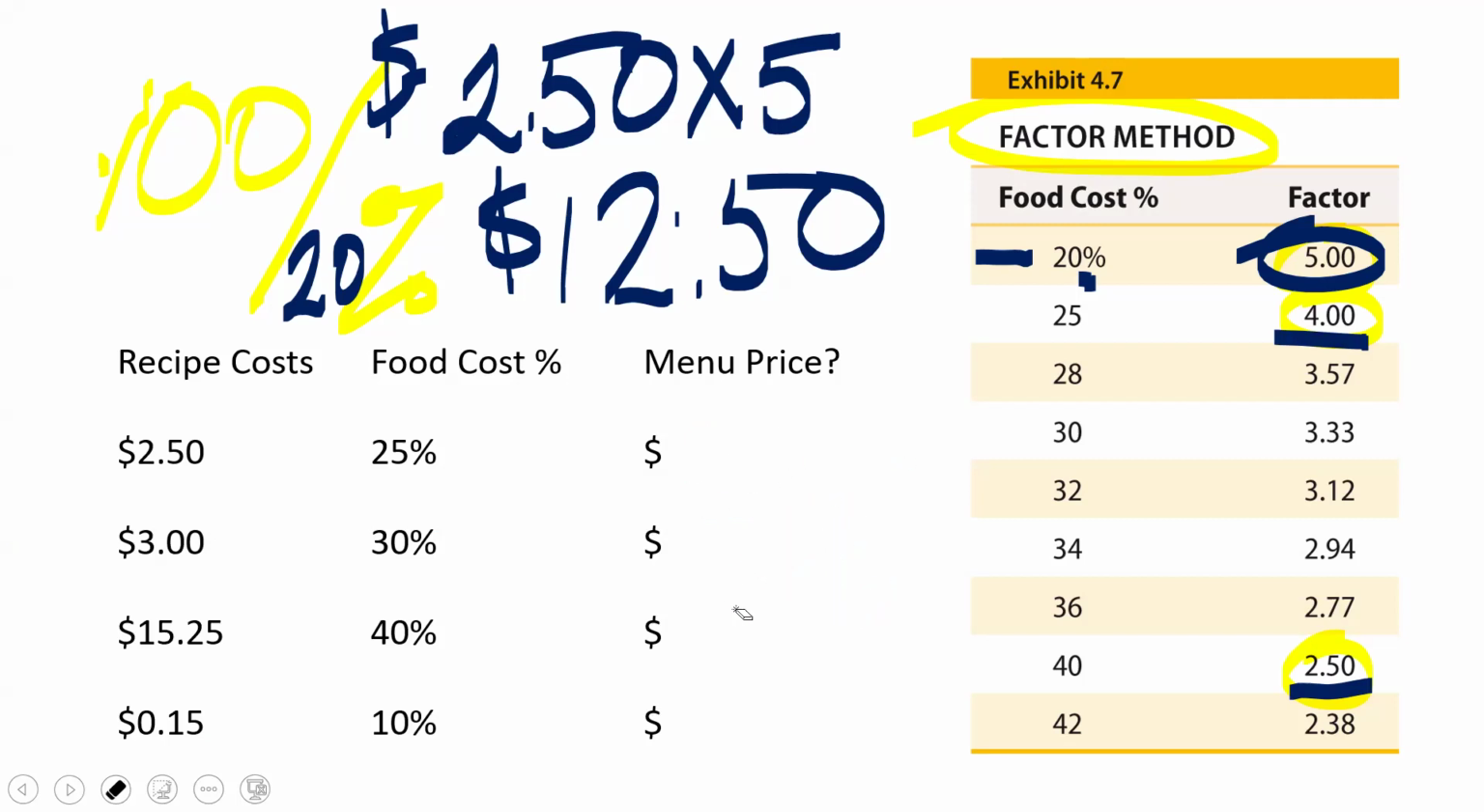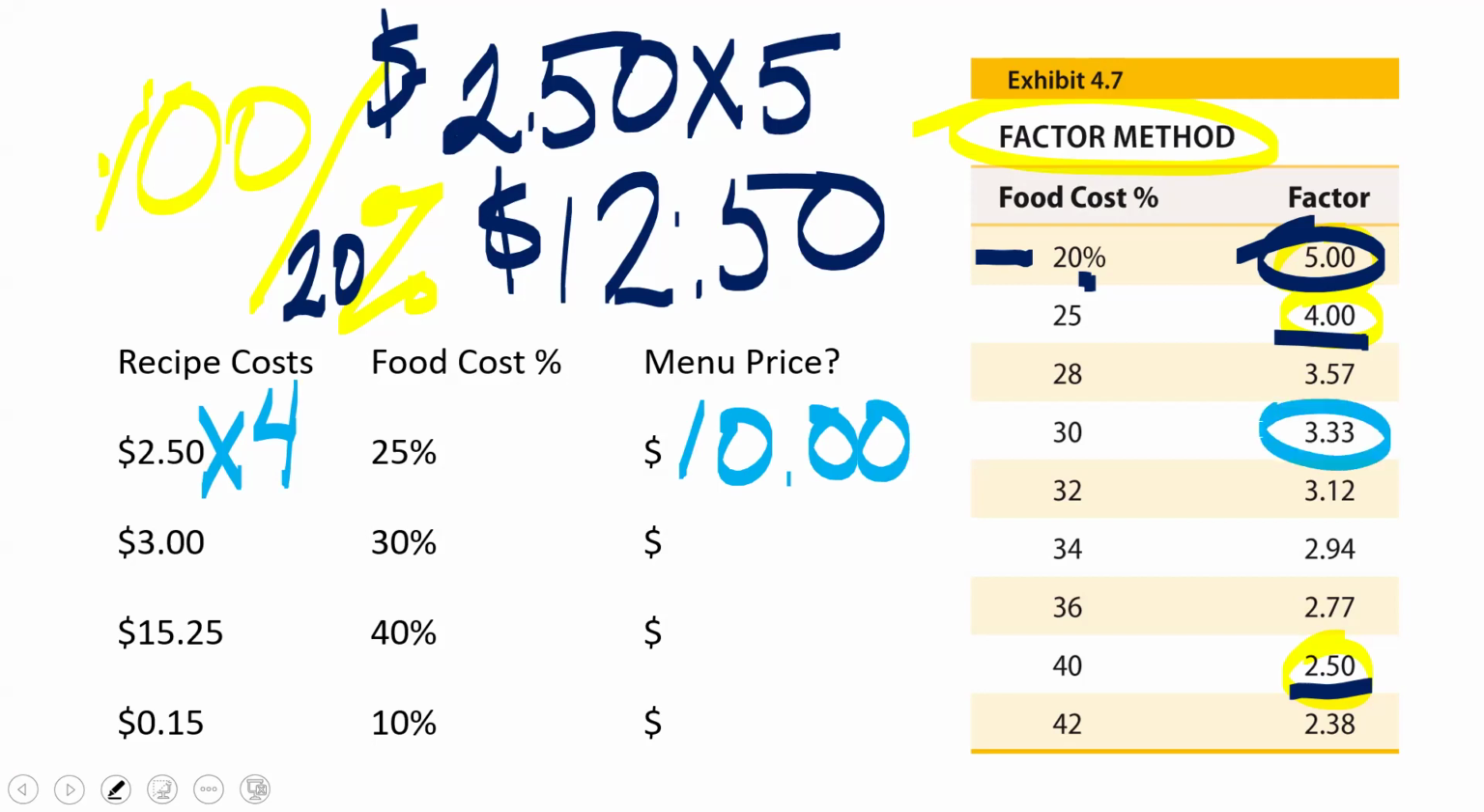What is 100 divided by 25? 4. So I'm going to multiply by 4. What is 250 times 4? $10. Okay. What is 100 divided by 30? 3.33, right? So we multiply 3.33 and we get $9.99.